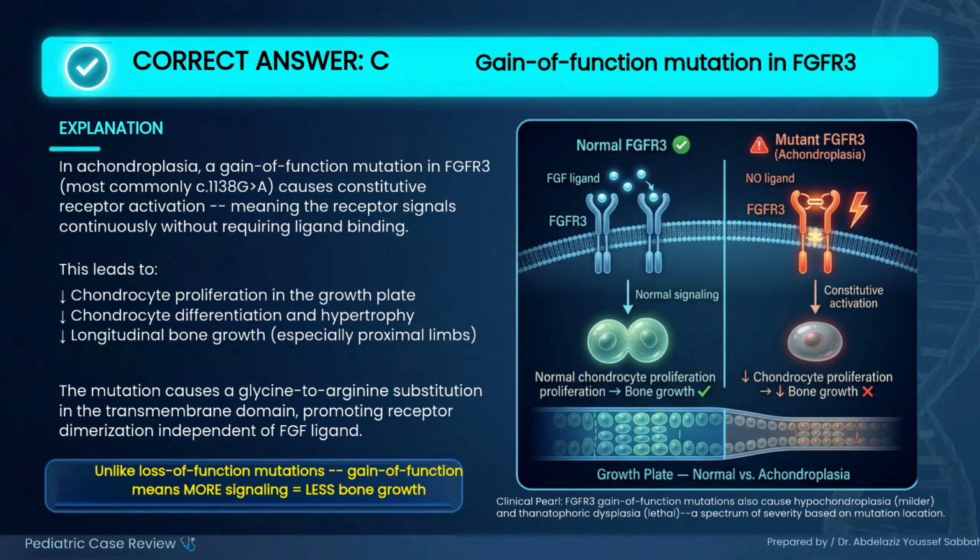This constitutive activation leads to reduced chondrocyte proliferation in the growth plate, reduced chondrocyte differentiation and hypertrophy, and ultimately reduced longitudinal bone growth, especially in proximal limbs. The mutation causes a glycine to arginine substitution in the transmembrane domain, promoting receptor dimerization independent of fibroblast growth factor ligand. This is the opposite of a loss-of-function mutation. More signaling equals less bone growth. Importantly, gain-of-function mutations in fibroblast growth factor receptor 3 also cause hypochondroplasia, which is milder, and thanatophoric dysplasia, which is lethal, representing a spectrum based on mutation location and severity.